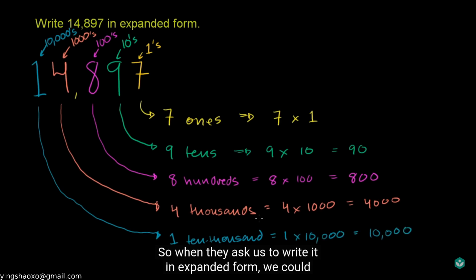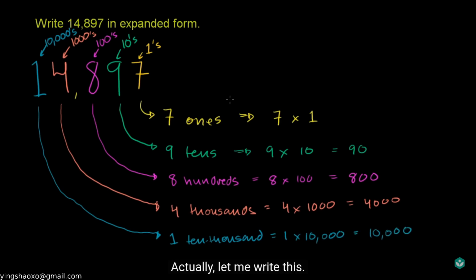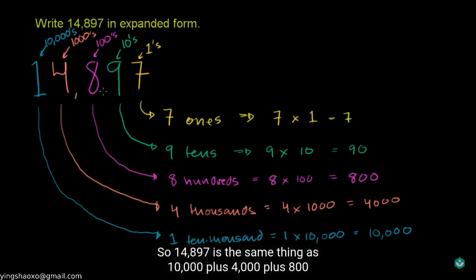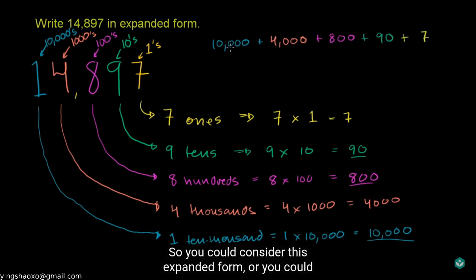So when they ask us to write it in expanded form, we could write 14,897 literally as the sum of its components. This top 7 times 1 is just equal to 7. So 14,897 is the same thing as 10,000 plus 4,000 plus 800 plus 90 plus 7. So you could consider this expanded form, or you could use this version of it.